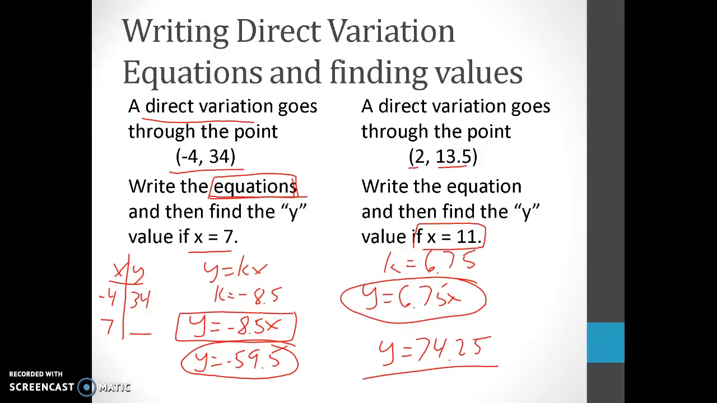So this is what direct variations are all about. This is what your homework assignment is about. Homework assignment is going to be in Canvas. So you can go ahead and work on that, and we will go over questions that you have on it tomorrow in class.